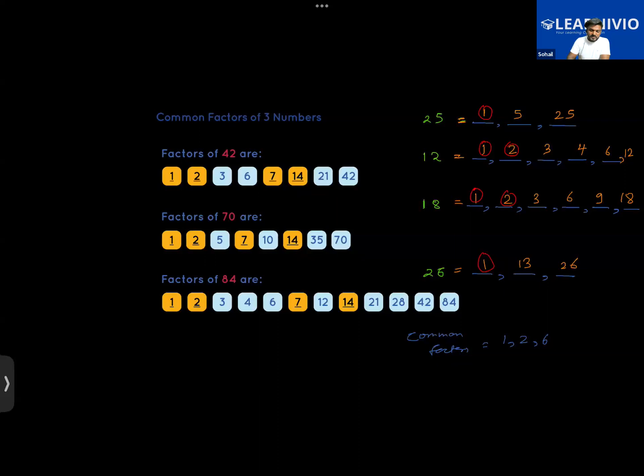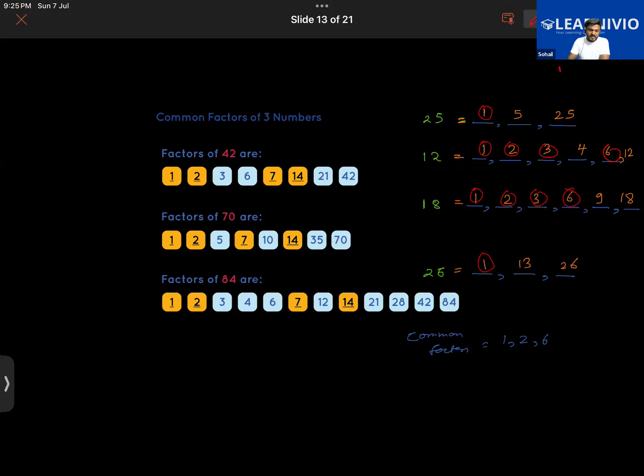3 is also common for only 12 and 18. And 4 is a factor of 12 only. 6 is a factor of 12 and 18 both, but it is not a factor of 25 and 26. Neither is 12, right? And 9 is only a factor of 18. 18 is also a factor of 18 only. Similarly, 13 and 26 are the factors of 26 only. So a number which is a common factor of all these four numbers is only 1. So it is possible to get an answer which has only one common factor. So that is only one.